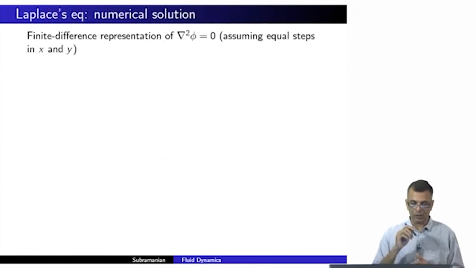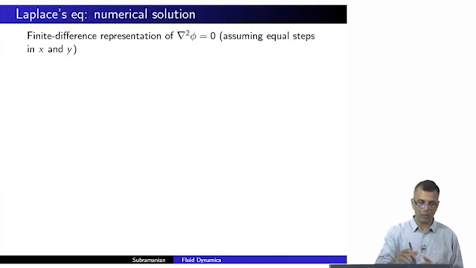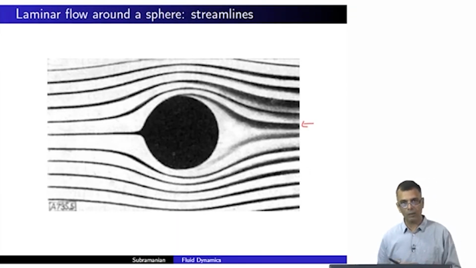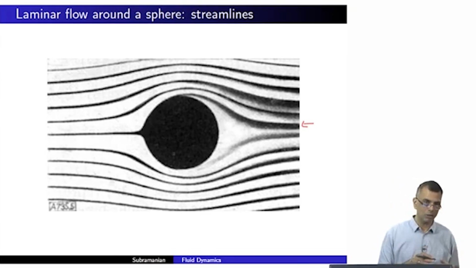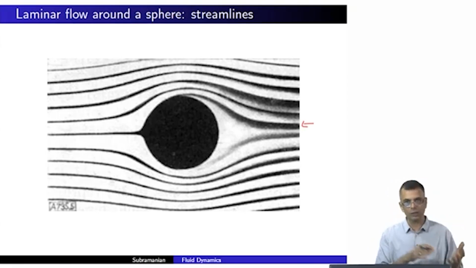Okay, right. So that's where I'll stop for the time being, and we will go on and investigate a few other interesting consequences of the potential function and the stream function, before moving on to the Navier-Stokes equation. Thank you.